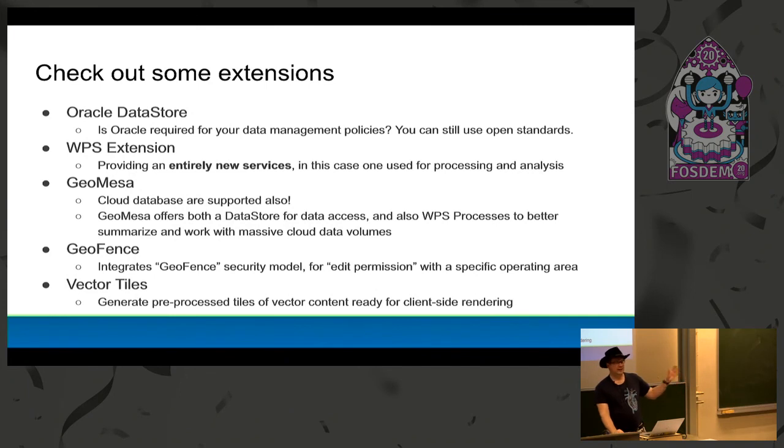So Oracle is an example of connecting to a new data type. We also have entire other services like web processing service that you could install, and GeoServer would learn to speak and manage an entirely new set of challenges. Connecting to cloud things like GeoMesa or MongoDB. We also have a really robust security model. So there's an extension called GeoFence where it rips out the GeoServer security system and puts in a really sophisticated one where you can limit editing to just a GeoFence area. And one of my personal favorite extensions is one that does vector tiles.